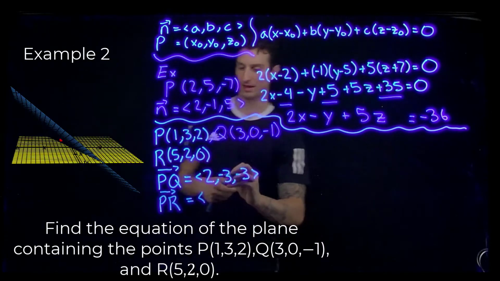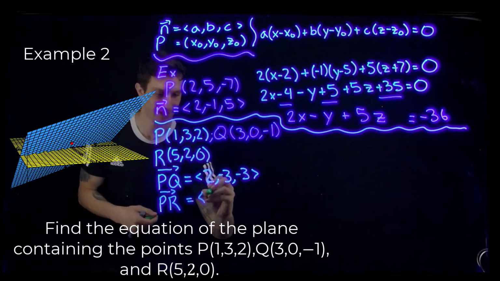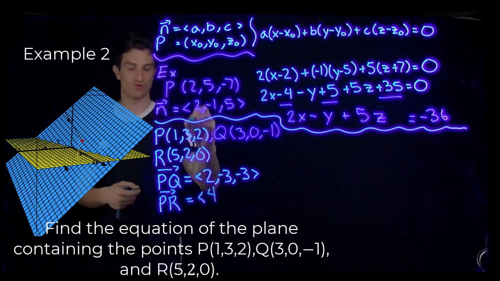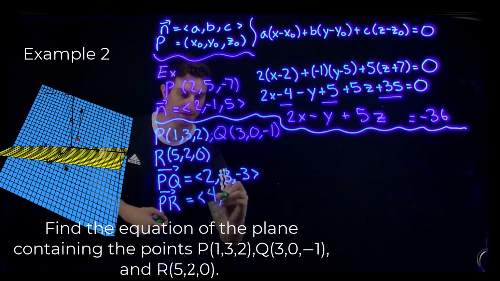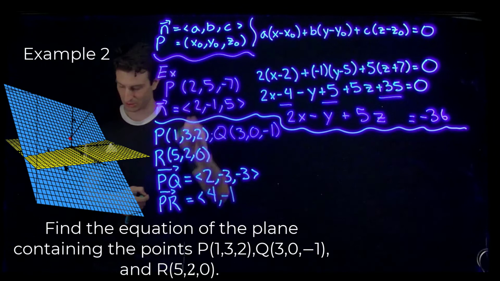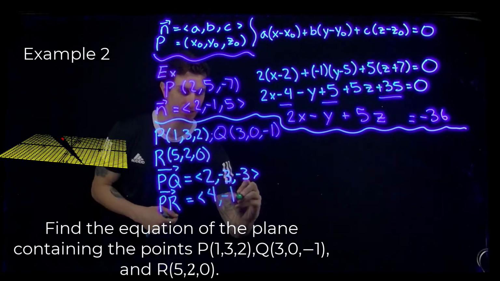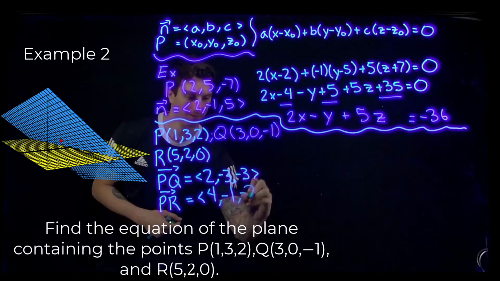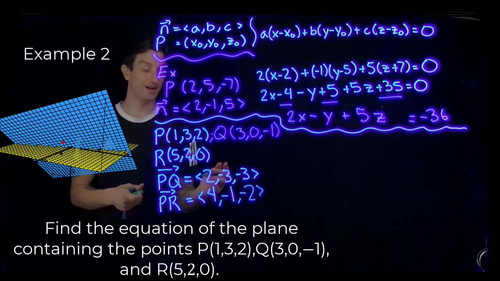And I'll move out of the way. Actually, I'll move this way. 5 minus 1, we have 4. 2 minus 3, negative 1, 0 minus 2, negative 2. Okay, so now we have these 2 vectors.